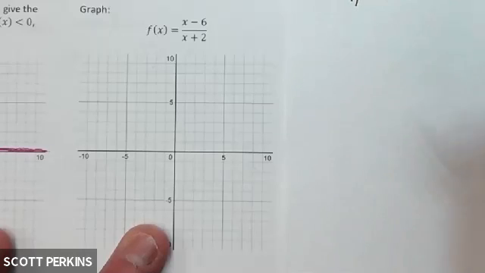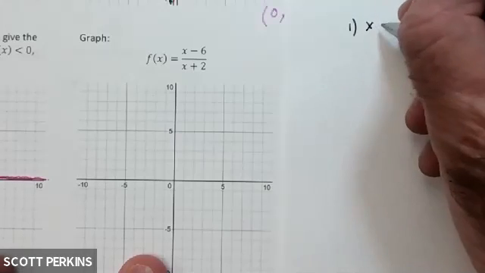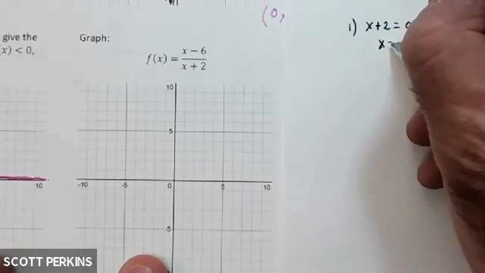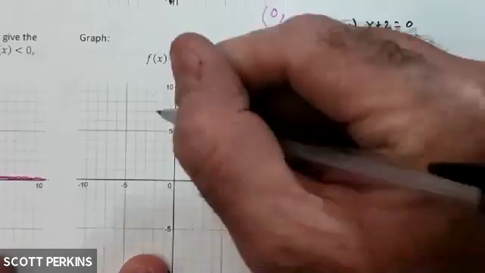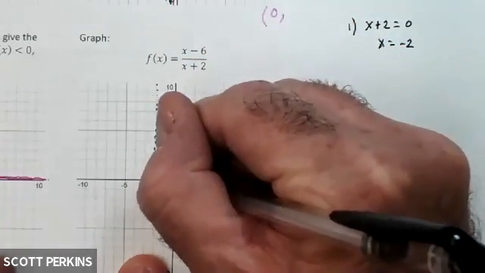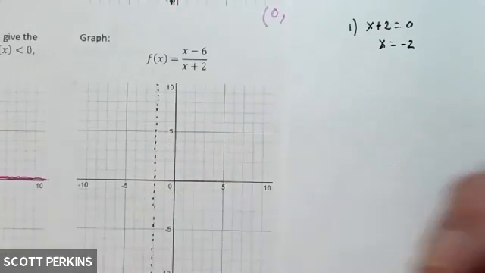First step is I need to find the vertical asymptotes. The vertical asymptote happens when the denominator is equal to 0. And so that happens at the x value -2. So I'm going to put a -2 right here, and I'm just going to make a nice dotted line. There is my vertical asymptote to this problem.